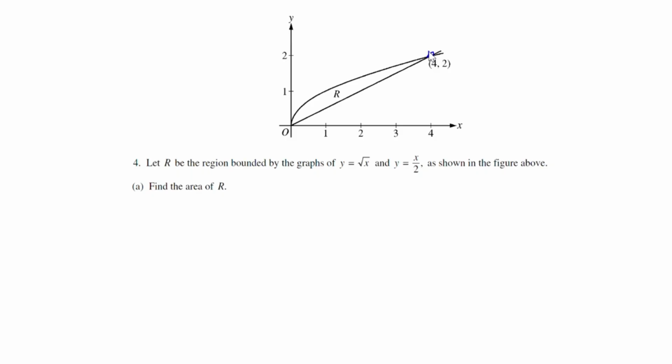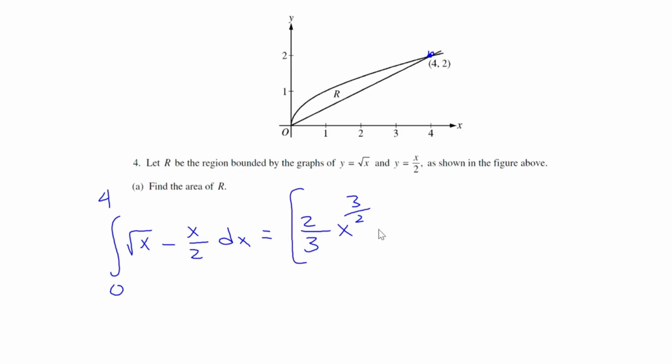We just have to do an integral from the left bound to the right bound, which is 0 to 4, of the upper function, root x, minus the lower function, x over 2. You should be pretty clear on which one's the upper: root x is a curve and x over 2 is a line. The integral of root x is 2/3 x to the 3/2, using the power rule, because root x is x to the 1/2. And the integral of x over 2 is x squared over 4. We're going to evaluate from 0 to 4.